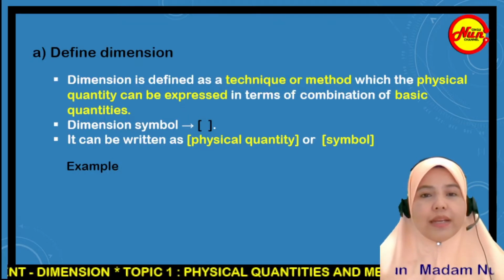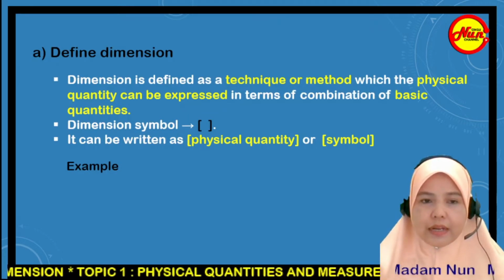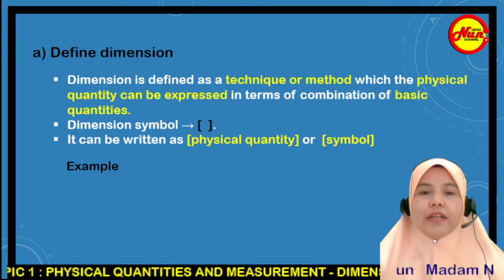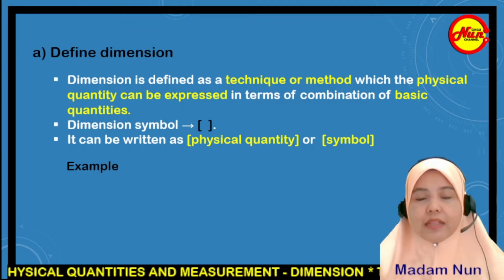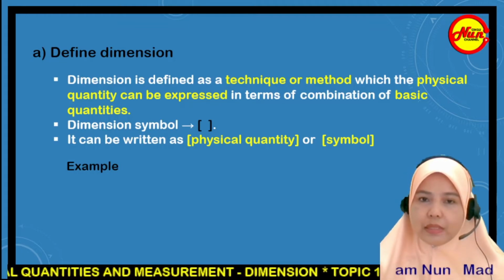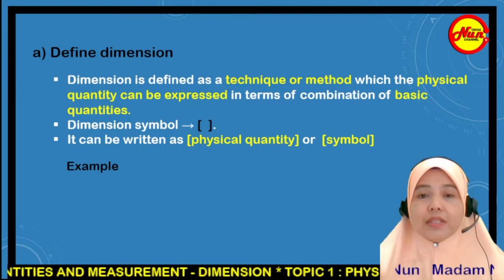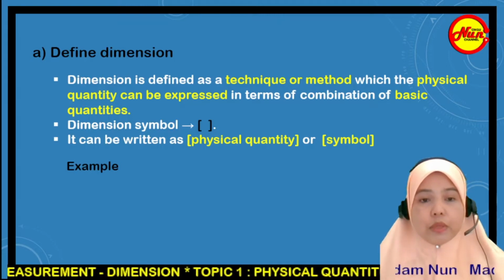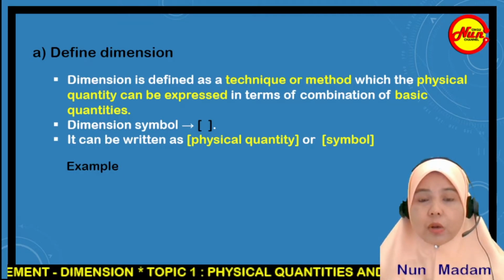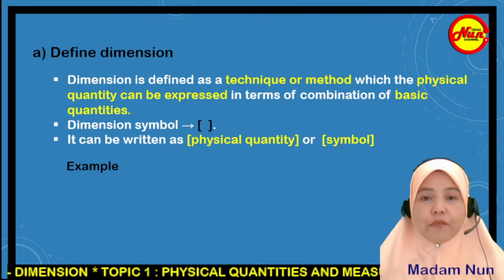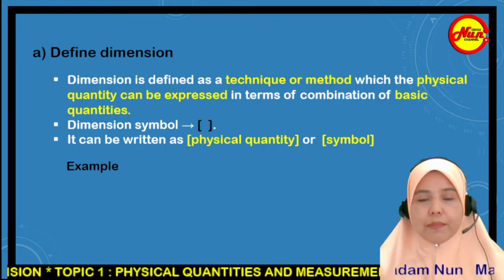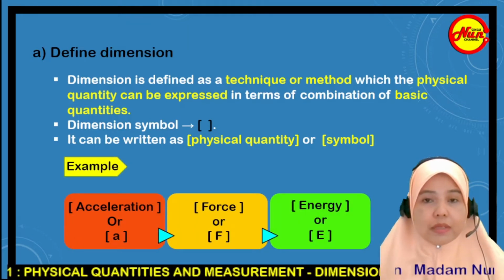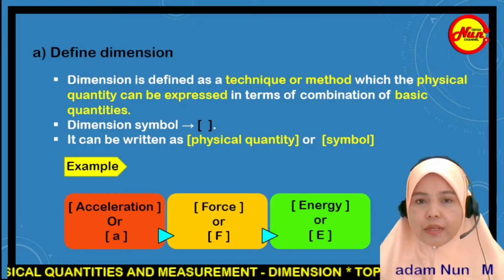Okay, now take a look at the definition of the dimension. Dimension is defined as a technique or method by which a physical quantity can be expressed in terms of a combination of the basic quantities. We use the symbol of a bracket to represent the dimension. So how do we use it? We can write the physical quantity inside the bracket, with the full name or the symbol. Here I give you a few examples of how we use the symbol for the dimension.